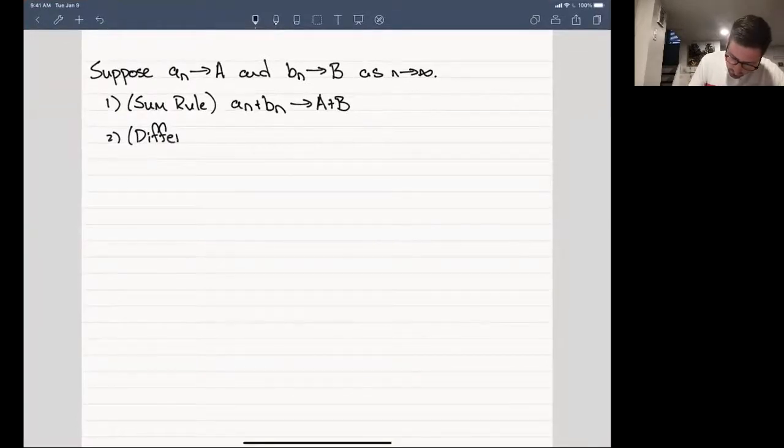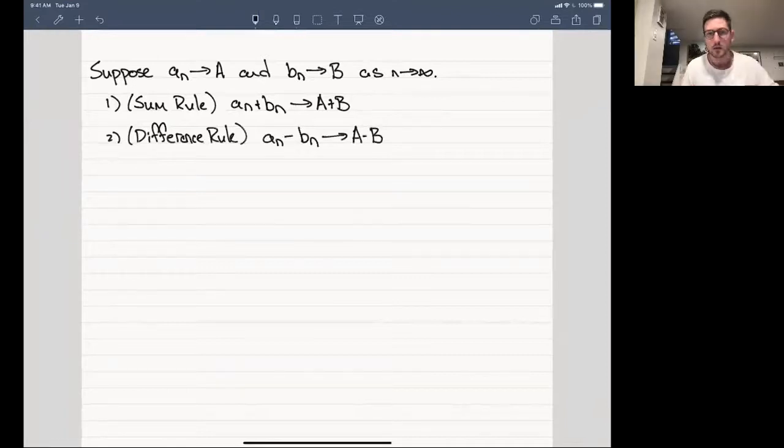Similarly, we have a difference rule. So you can do the same thing with differences, a_1 minus b_1, a_2 minus b_2, and so a_n minus b_n converges to A minus B. Same idea. So this gives us a way of really getting around doing some annoying computations, right? Because we can just basically examine the sequences a_n and b_n on their own, and then we can use them to build up to much more complex statements about convergent sequences.